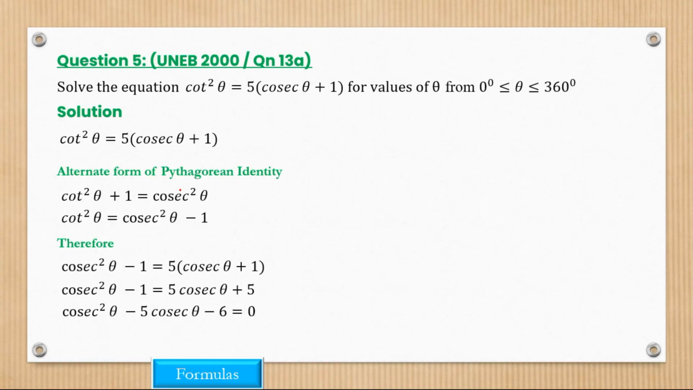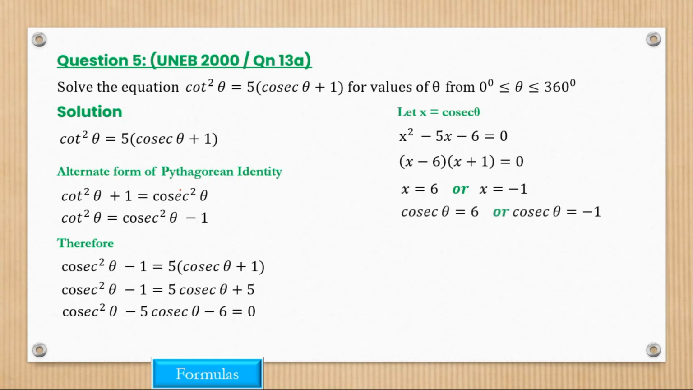Then when you also bring the 5 onto the left hand side of the equal sign, we actually have negative 1 minus 5, which is negative 6. And then we can let x be cosec theta, so it looks more like a quadratic equation. As usual, you can use any method of your choice, either the bulldozer method, or I prefer using a calculator to speed up my process. And then you can have x equal to 6 and x equal to negative 1. So those are two different values of x.